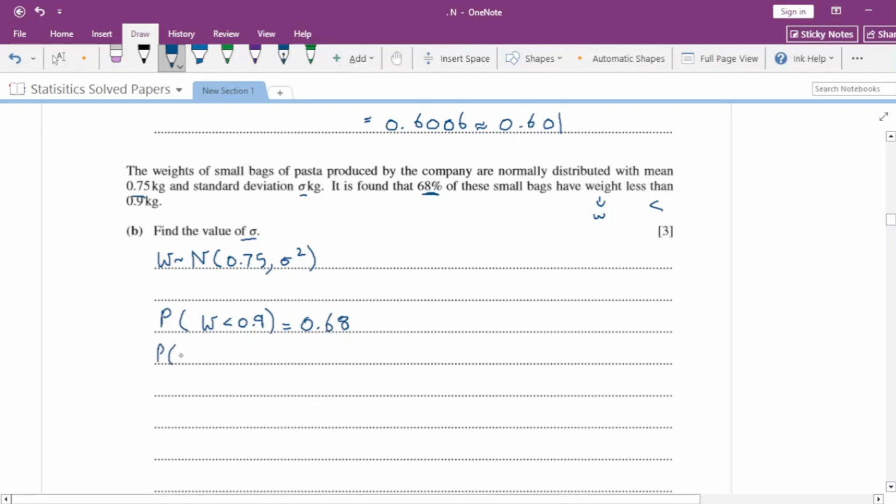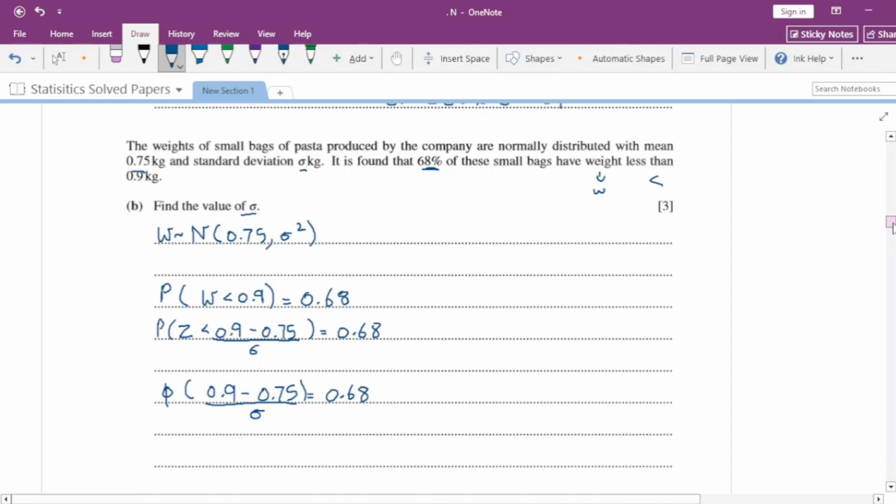We would then have probability of Z less than 0.9 minus 0.75 over the standard deviation equals 0.68. Now remember, we can also write this again with the phi symbol: phi of 0.9 minus 0.75 over the standard deviation equals 0.68. Now, why did I say we're going to apply the reverse process?